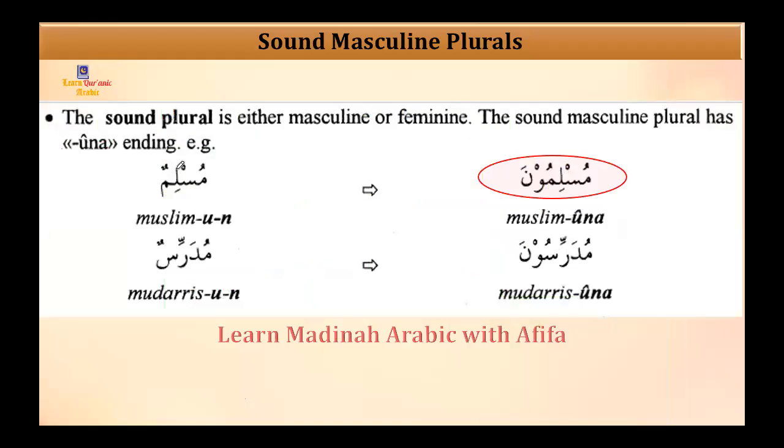Okay, so once again, the sound plural is either masculine or feminine. In order to make it masculine, we are adding the una ending. Muslimun, muslimuna, una. Remember, this una is referring to male and it's referring to plurals. And it's referring to human plurals. Okay. So again, mudarris means teacher. If you want to say the male teachers, you would say mudarrisun.